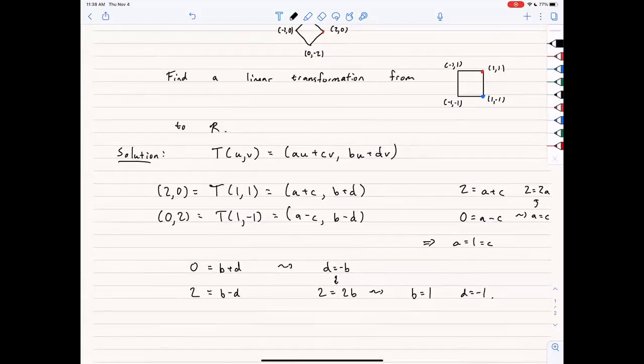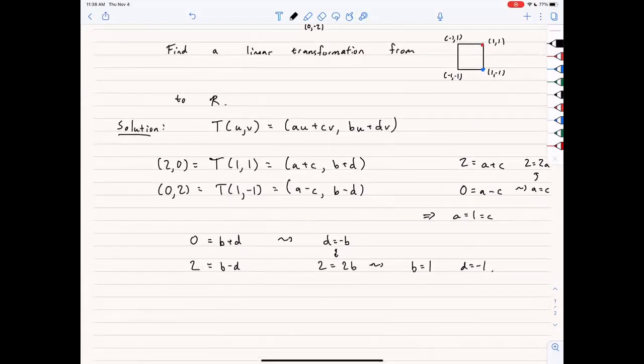And so once we've got that, we can rewrite T, putting in our values for A, B, C, and D. A and C are 1, so we get U plus V, and B is 1, so we get U, and D is negative 1, so we get minus V. And this is what I believe I wrote yesterday. It was by eyeing it, but this is a more systematic method.